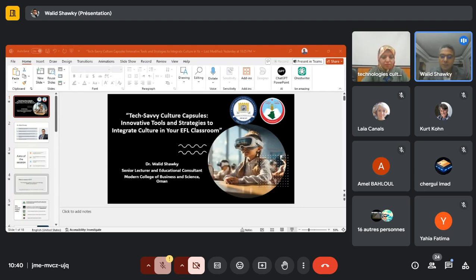Today, inshallah, I'm going to focus on some of the areas. Thanks for the nice introduction, Dr. Fatima. These are the aims of our session today. First, we're going to focus on how important it is to integrate culture into our EFL classrooms. So many teachers are not aware of the importance of integrating culture into language learning. Language and culture are two inseparable bodies that cannot work individually.